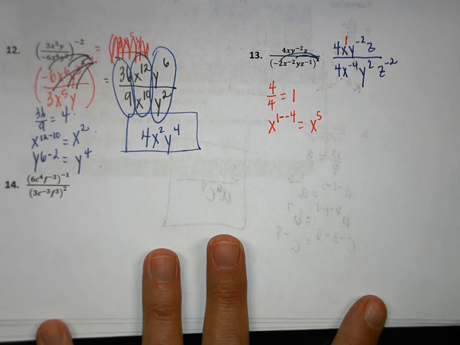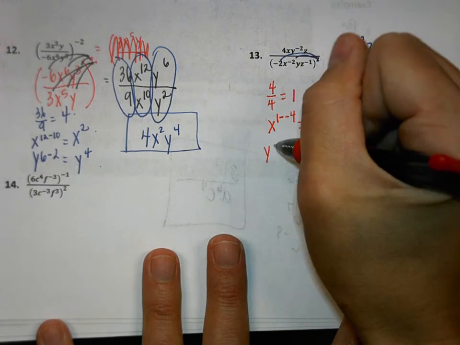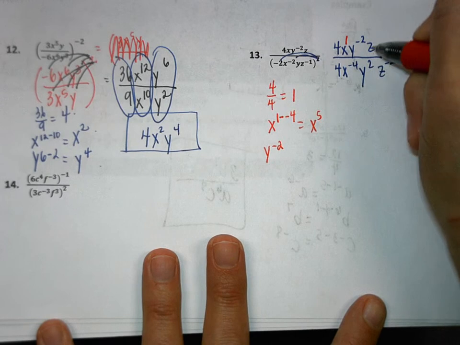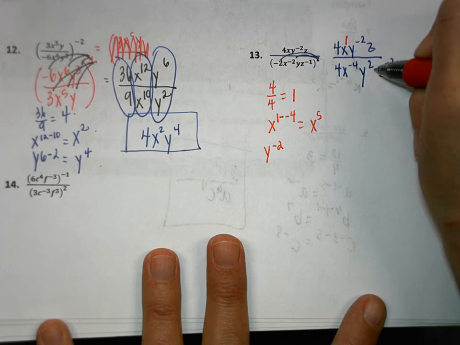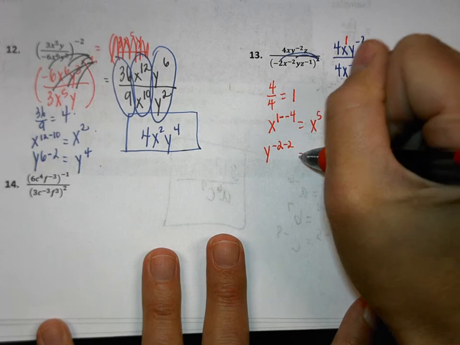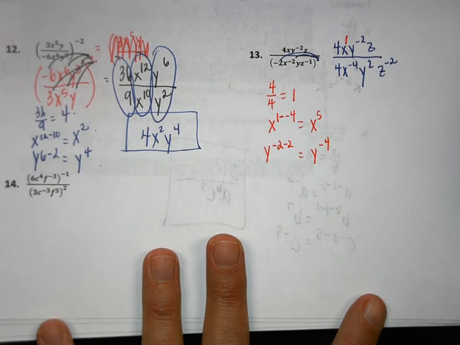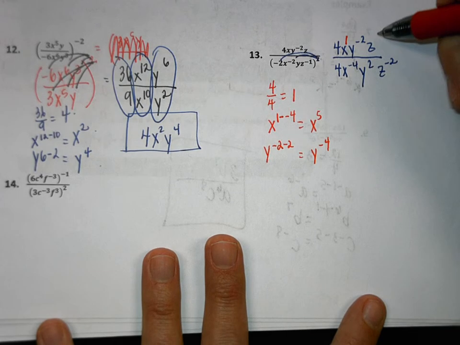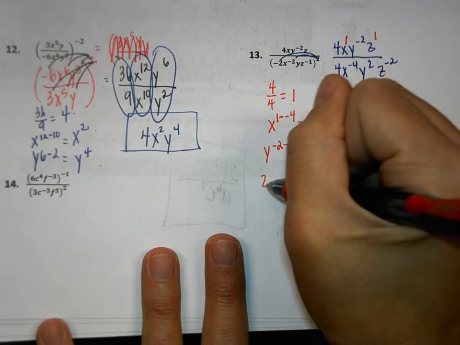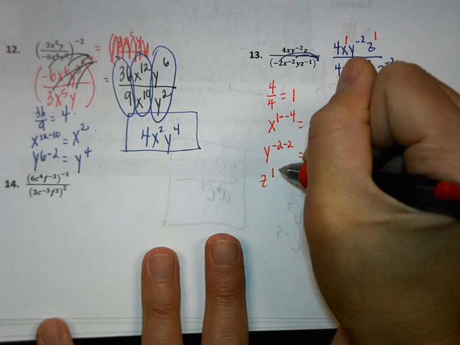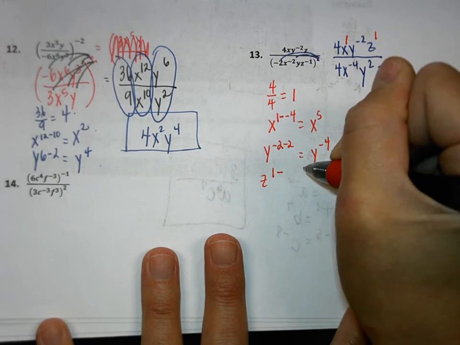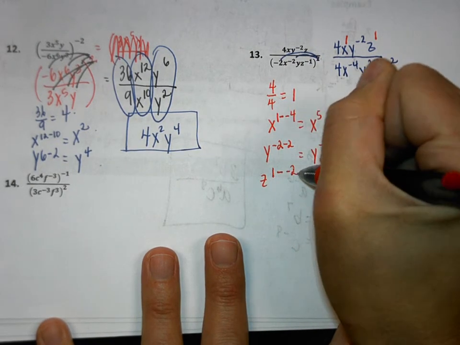Okay? For the y's, I have -2, and then what? -2. What is -2 minus 2? -4. Good. And the z's, what exponent does this one have? A 1. So we get z to the 1 minus a -2. What's 1 minus a -2?